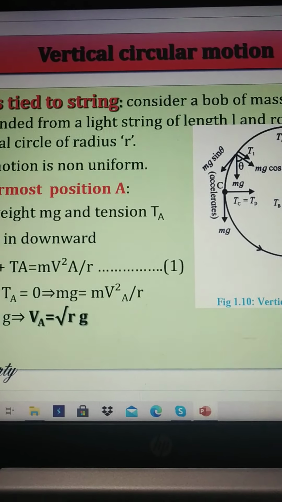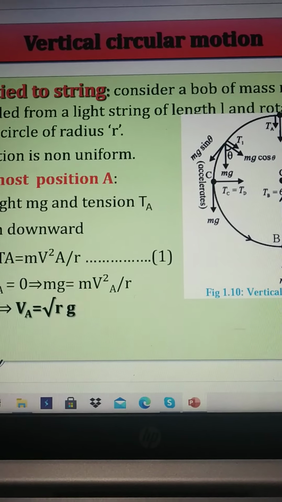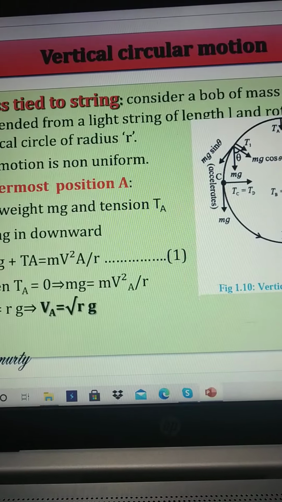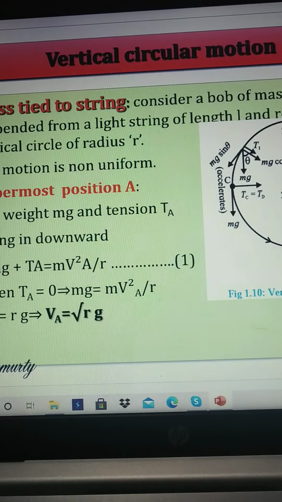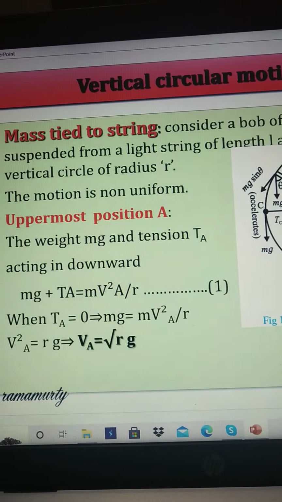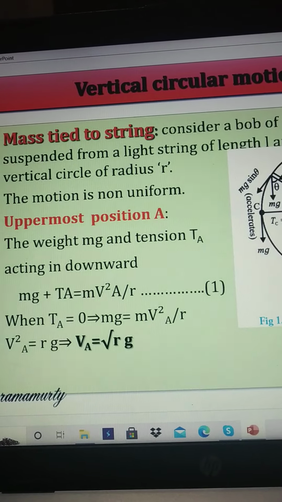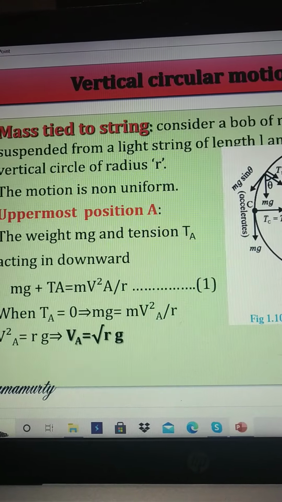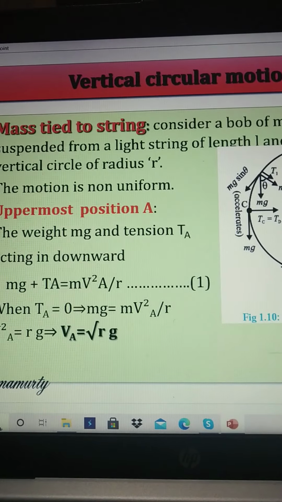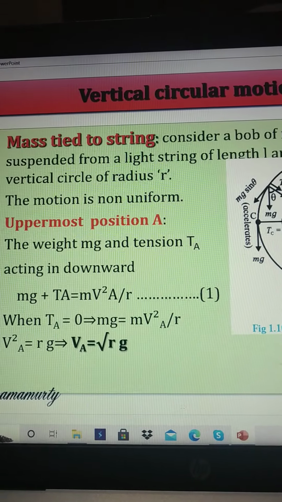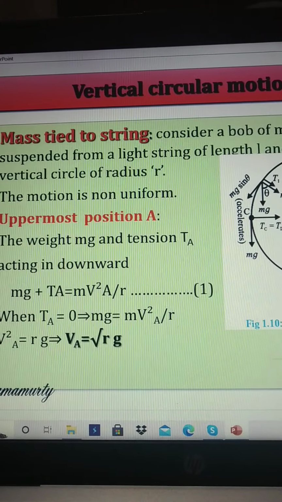So what is vertical circular motion? Definition of vertical circular motion: a body revolves in a vertical circle such that its motion at different points is different. Then the motion of the body is said to be vertical circular motion. In uniform circular motion we saw horizontal circular motion. Now we see vertical circular motion, meaning the body revolves in a vertical circle.